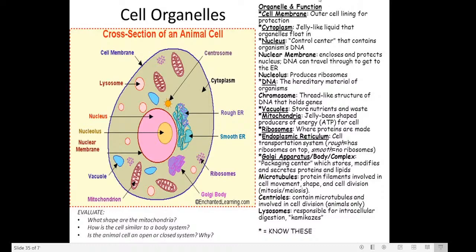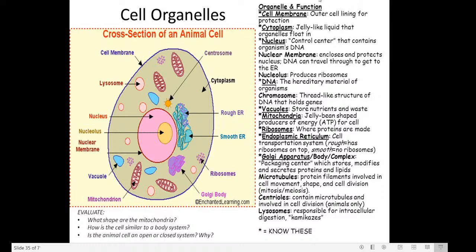The nucleus is the control center. The nuclear membrane is enclosed, protecting the nucleus. The nucleus produces the ribosome, right? That is the production of ribosomes for the organelles. Then the DNA is the hereditary material. The chromosome is a thread-like structure made of DNA. The DNA forms the chromosomes.